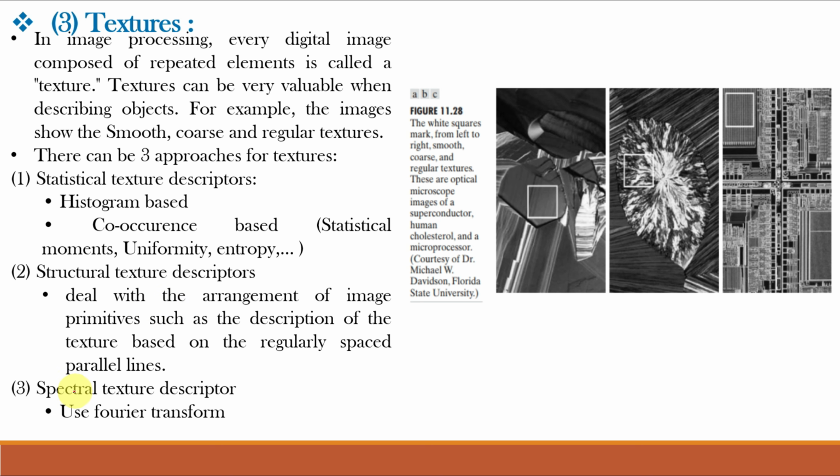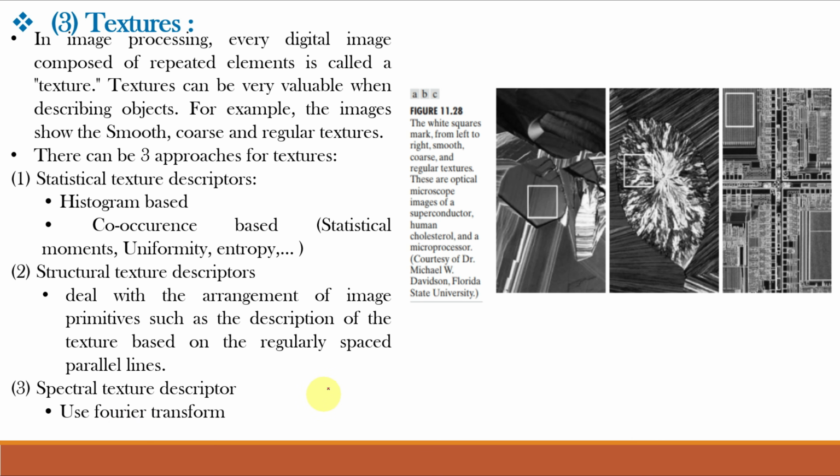And third approach is spectral texture descriptor. Spectral texture descriptors involve the use of frequency domain analysis, often employing techniques like Fourier transform. They focus on the frequency components within the image to describe its texture properties. By transforming an image into frequency domain, one can examine the dominant spatial frequencies present in the texture. This can reveal information about the texture's periodicity, orientation and scale.